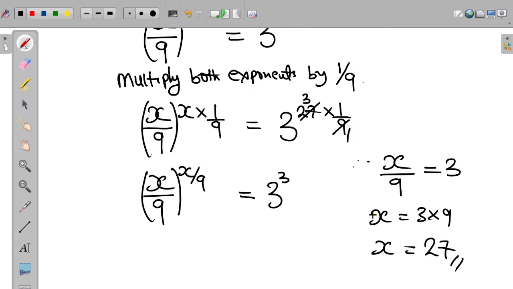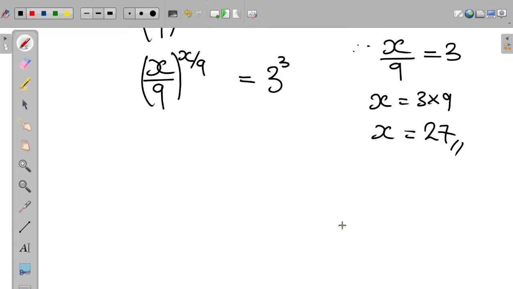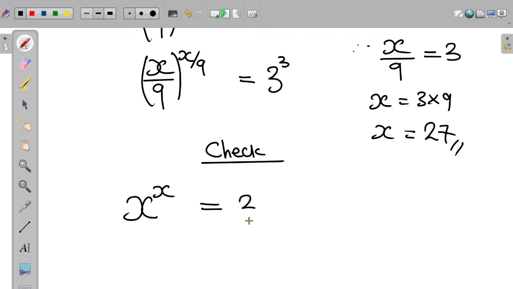But after solving this kind of question, please check if you have the correct answer. So let us check. We are given that x raised to the power of x is equal to 3 raised to the power of 27 plus 2x. And we obtained the value of x to be equal to 27.